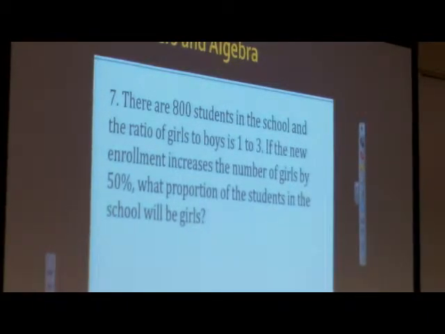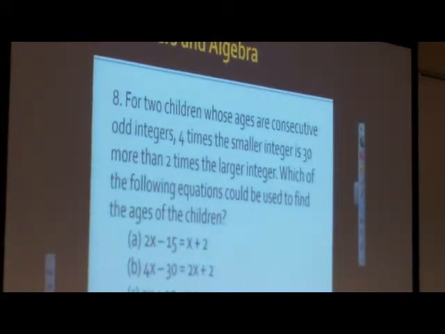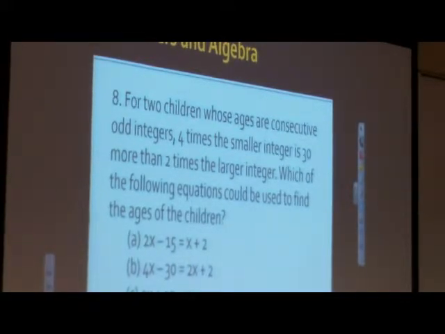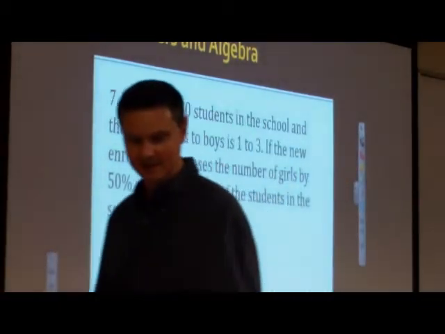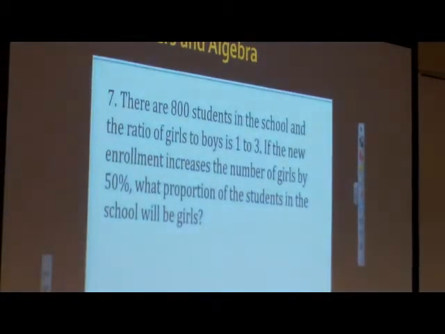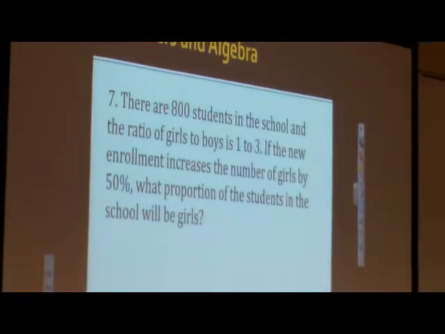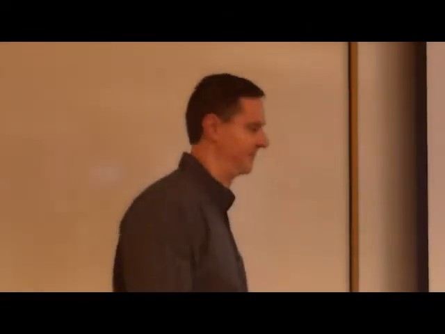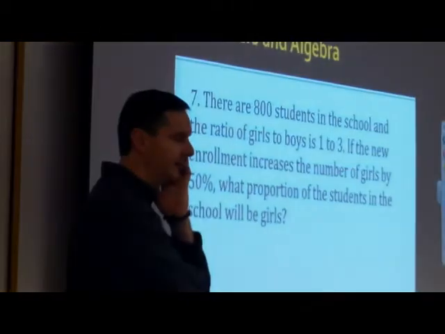So I'll let some people jot that one down, and I'll look at the next one. Can we go through one like that with the ratios? You want to talk about that one? Let's go ahead, let's talk about that one for a second. So how would you do this? What would you do? So if you read that first sentence, that tell you anything? 800 students in the school, ratio of girls to boys is 1 to 3.